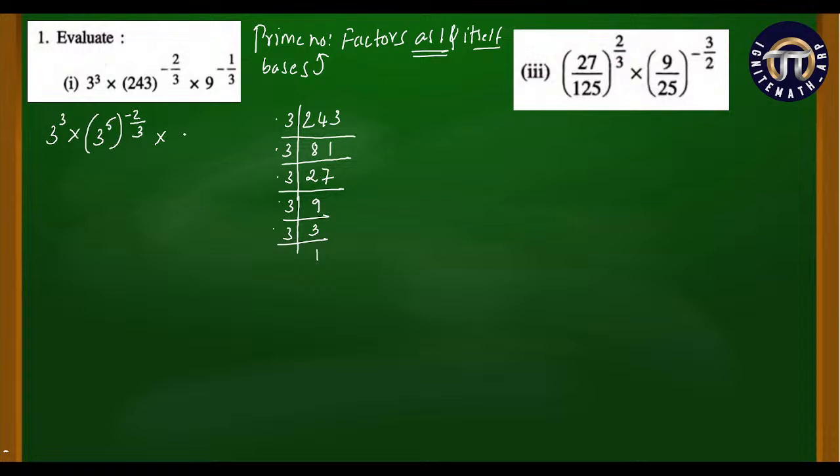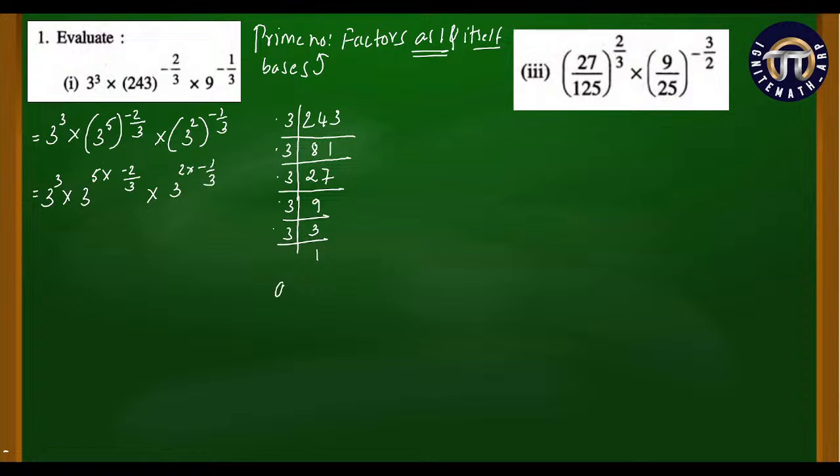Then into 9. 9 can be written as 3 to the power of 2, to the power of minus 1 by 3, with the power written as it is. So I have expressed all the bases as prime numbers. Now what can I do? 3 to the power of 3 I will write, and here I will apply the power law: 3 to the power of 5 into minus 2 by 3, into 3 to the power of 2 into minus 1 by 3.